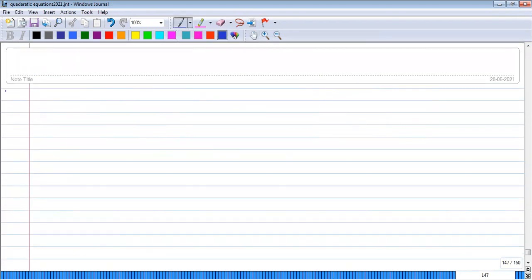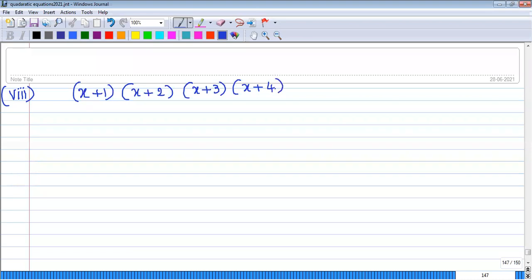Now, 8th question. (x+1)(x+2)(x+3)(x+4) equals 120. So we need to solve this equation.